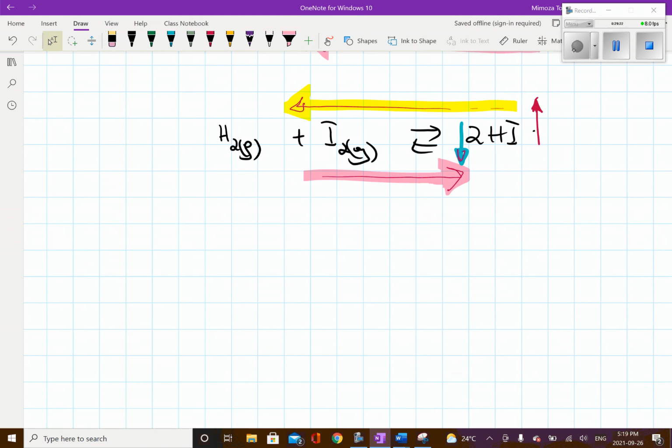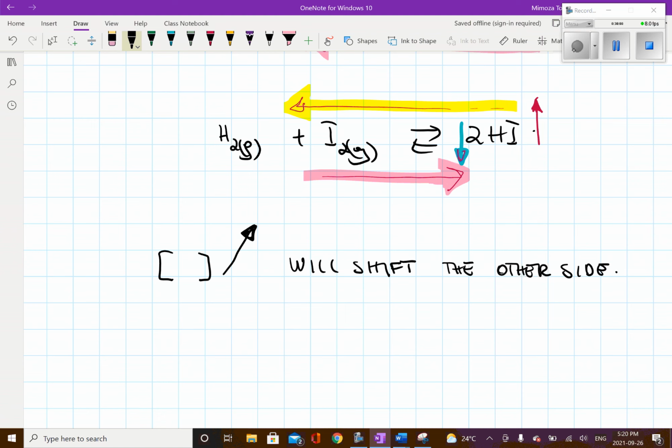So now to summarize, if the concentration of a substance in an equilibrium is increased, the equilibrium will shift toward the other side of the equation, so that it is reacting to consume, let's say, to eat up the increase that you are doing.